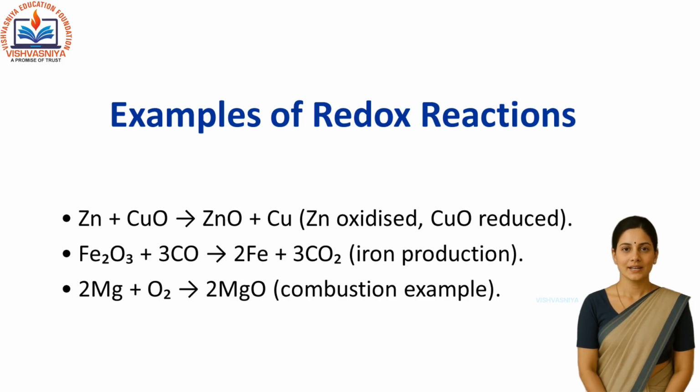Both occur together. Another example is zinc reacting with copper oxide. We say Zn plus CuO gives ZnO and Cu. Here, zinc is oxidized to zinc oxide and copper oxide is reduced to copper.